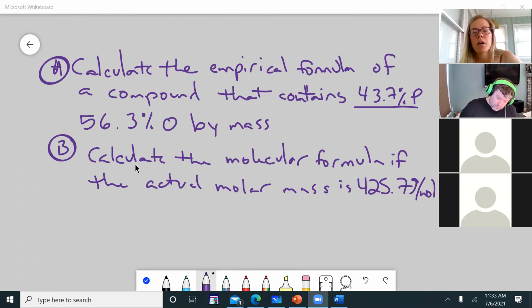Okay, so real quick, the second part says calculate the molecular formula if the actual molar mass is, it's really big, 425.7 grams per mole. 425.7 grams per mole. Okay, so do A and do B. We will meet back in 7 minutes, go over all that, and then we'll be done for today.